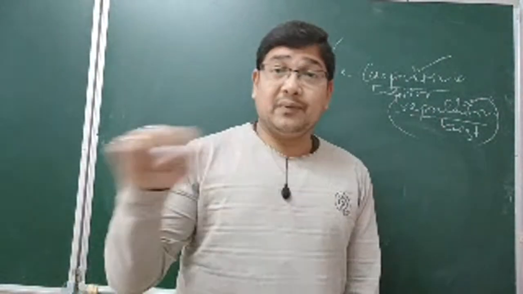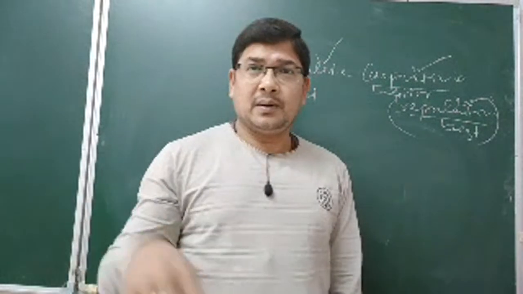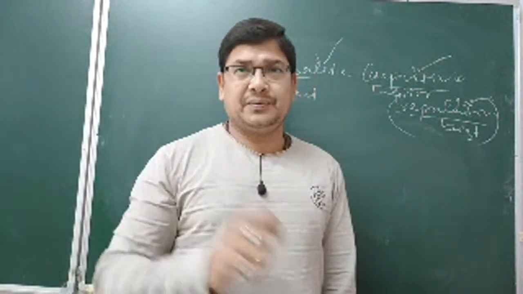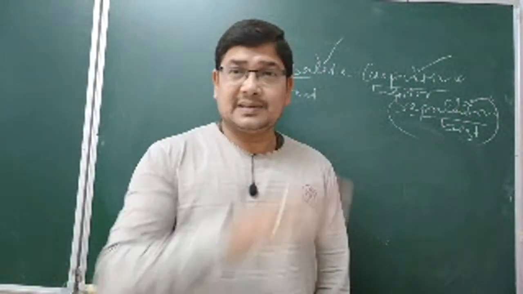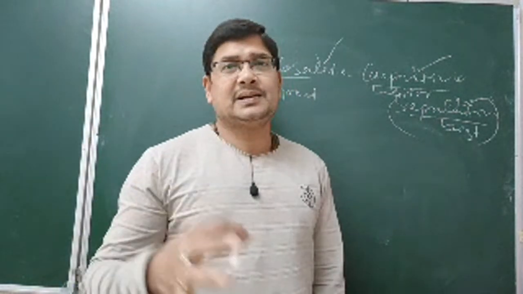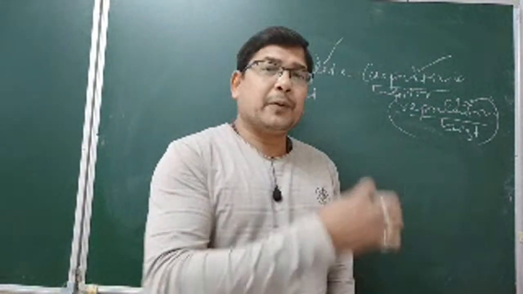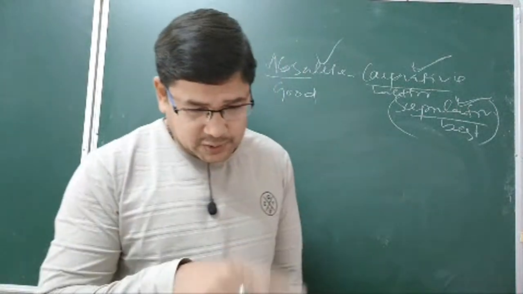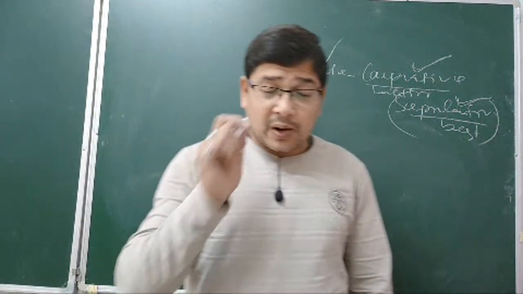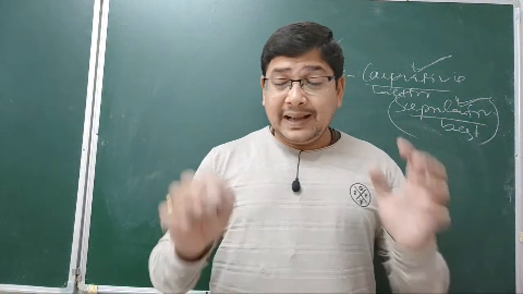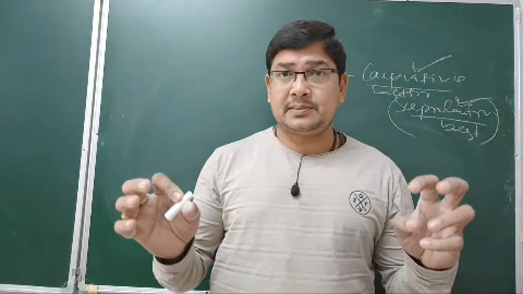Like the best, the most beautiful, the most attractive, the tallest, the youngest, the eldest. So we use the before superlative degree of adjective. Okay, let us go to rule number 9. Rule number 9: the is used before ordinal numbers.